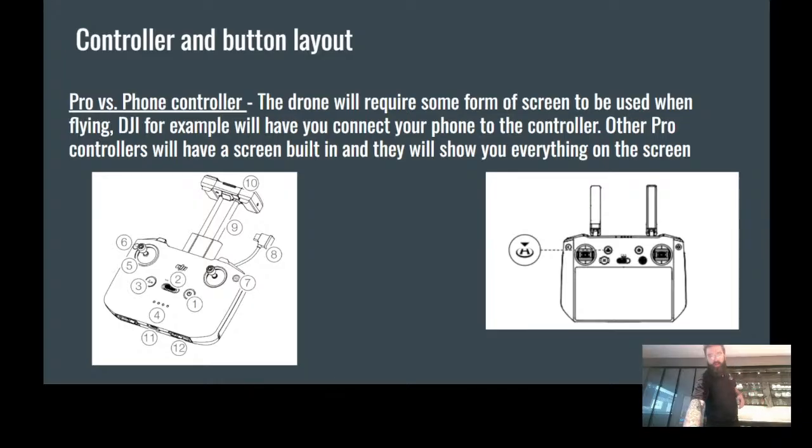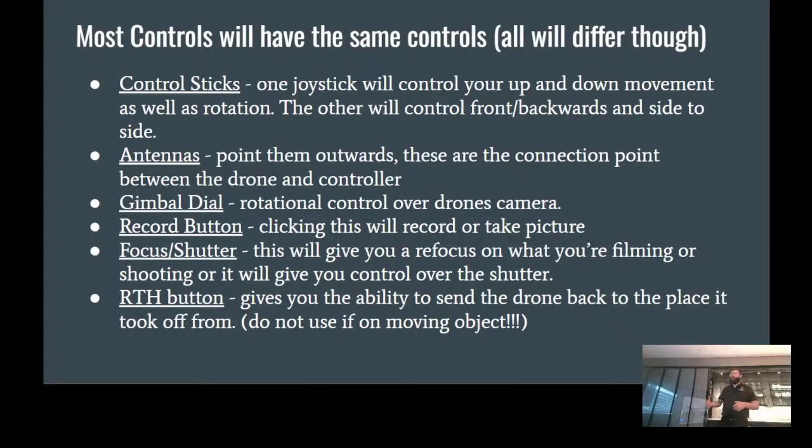Controllers will all be different, but they're going to have similar controls. Here's what you should be looking at. So, control sticks. One joystick will control your up and down movement as well as rotation. The other will control front and back and side to side movement. Antennas, point them outwards. These are the connection point between the drone and the controller. Your gimbal dial, it's rotational control over the drone's camera. The record button, clicking this will record or take a picture.